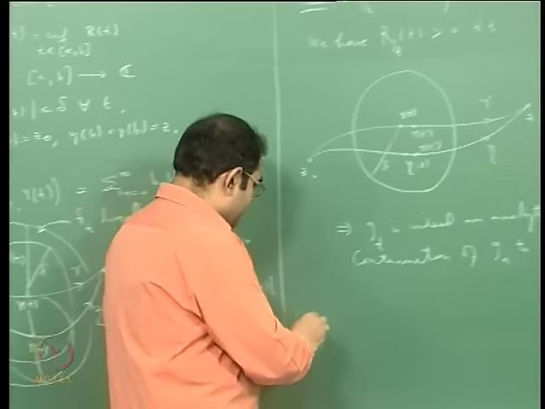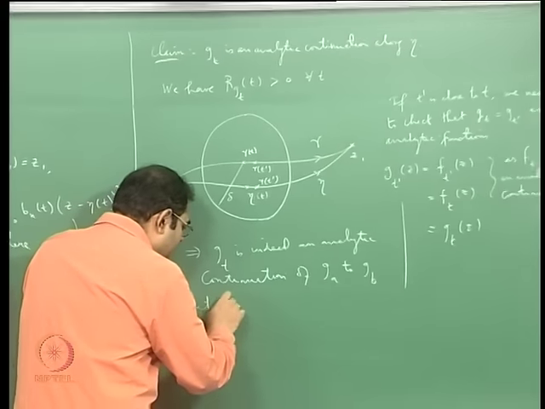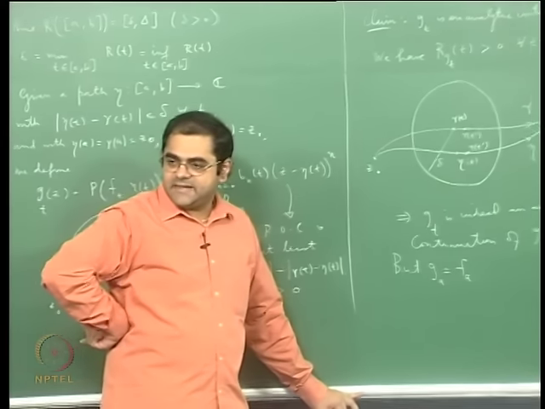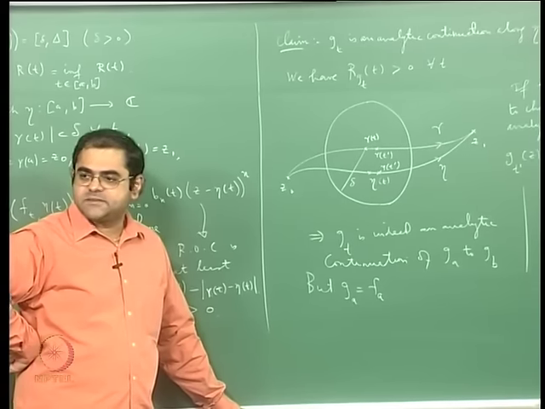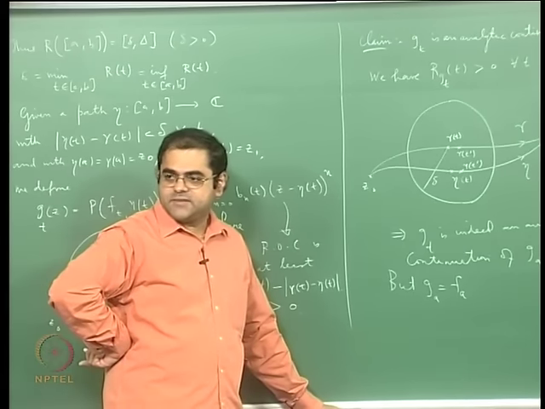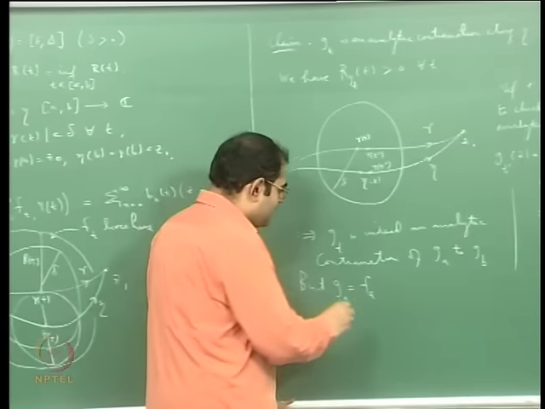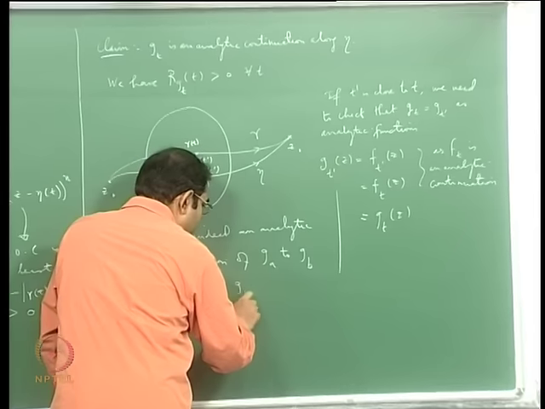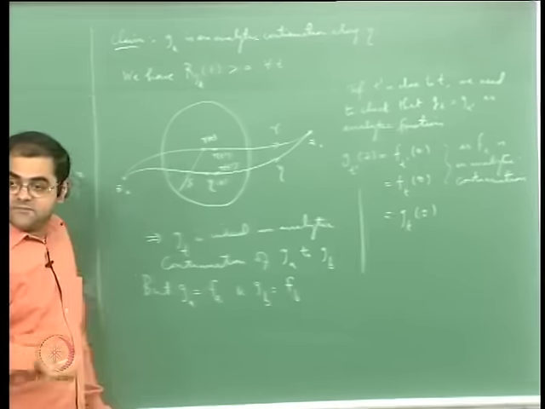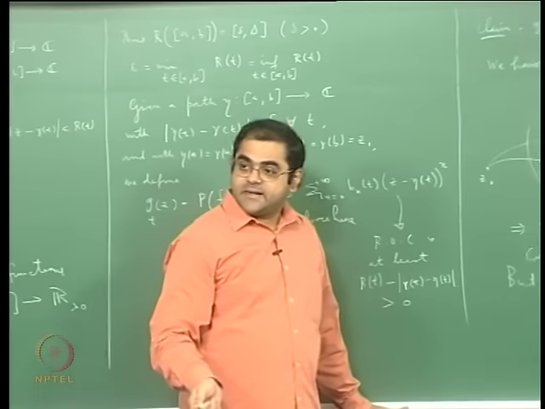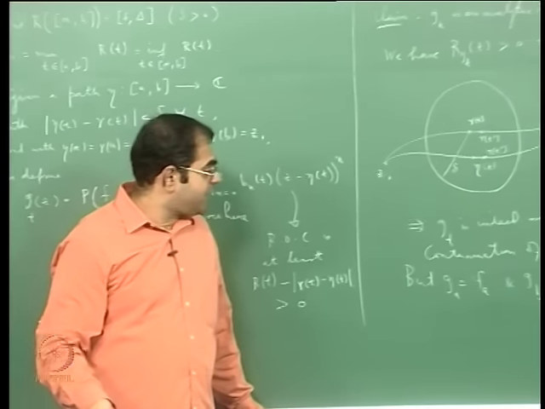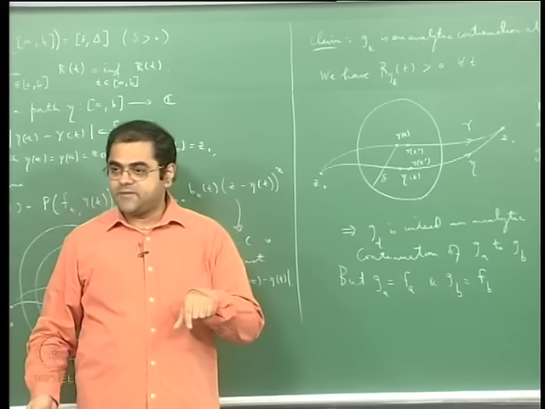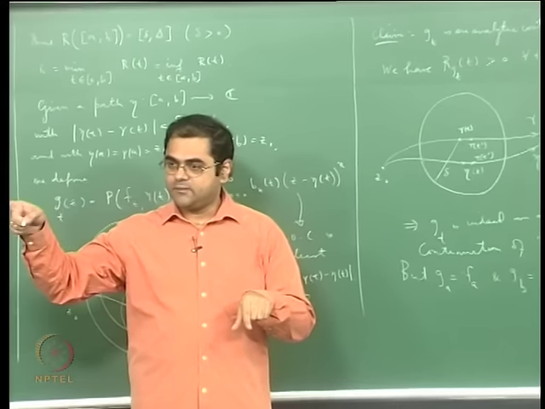Now what is ga? Ga is fa, because gt is after all the power series expansion of ft, okay. So ga is just fa, and gb is also equal to fb by definition. So there is an analytic continuation along the path neta of f equal to fa and leading to fb, okay.